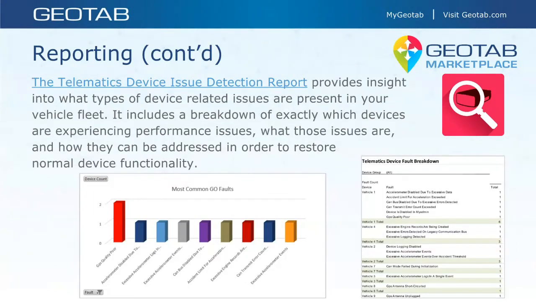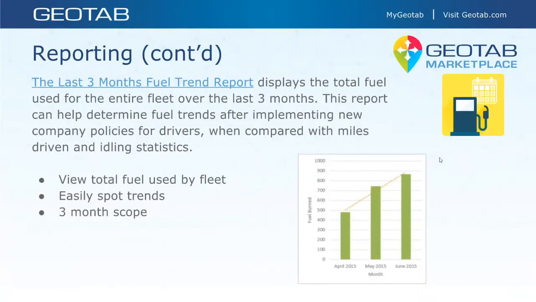Here we have the telematics device issue detection report. This is sort of an extension of the Watchdog report, which I'm going to touch on briefly in a moment. But this is just looking at possible installation issues, if they're losing GPS signal, if the devices are maybe loose in the diagnostic port, going offline. So this is a good way to look at some maybe trending information across your fleet related to Go device and vehicle health. Here, we have the last 3 months fuel trend report, similar to that mileage report. We're just looking at the fuel consumed over the previous 3 months.